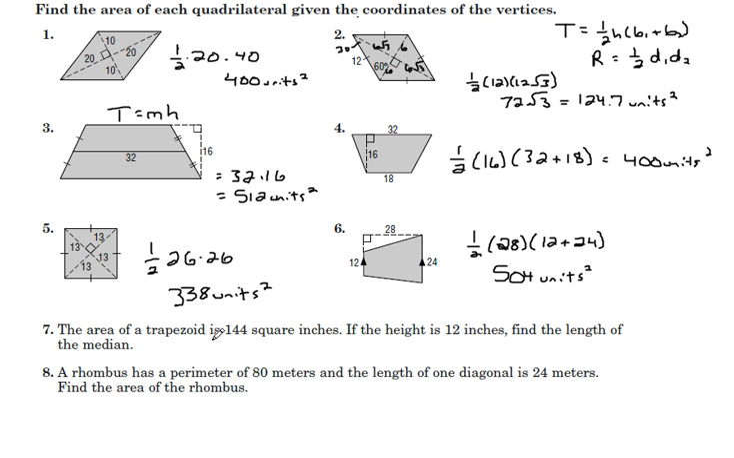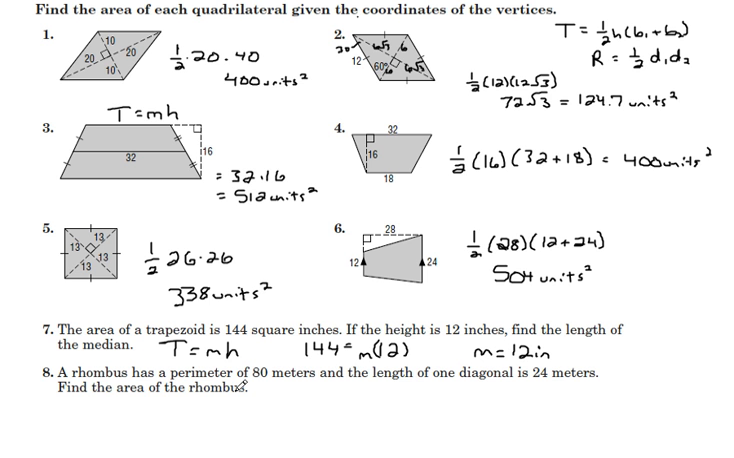Now, number 7, area of a trapezoid is 144 square inches. The height is 12 inches. Find the length of the median. Remember our alternate formula, median times height. We'll just plug in what we know, 144 equals median times height, which is 12. Divide both sides by 12. The median is 12 inches.